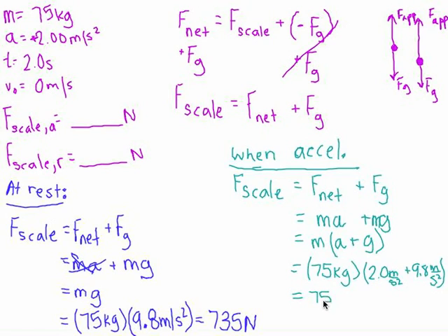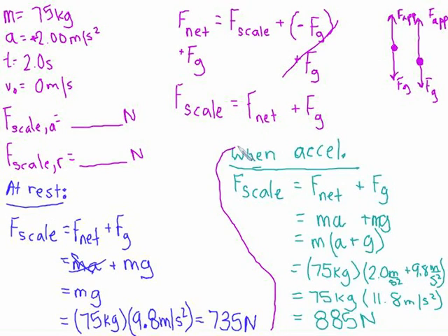You will have 75 kilograms times 11.8 meters per second squared, and you will get 885 newtons. That means she is going to have more force when she's accelerating. When she's accelerating, her mass will look bigger. The reading on the scale will be higher than when she's not moving. And you guys should see this in the elevator when you go up and down for your elevator lab.